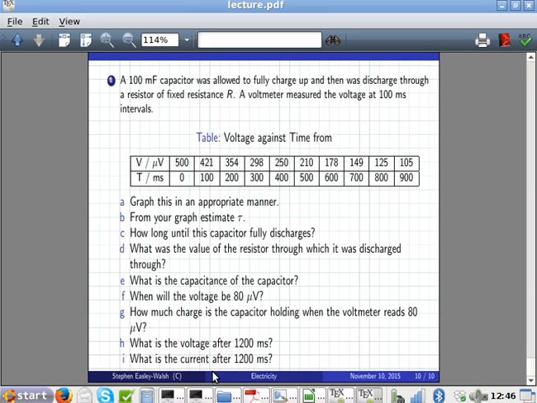I'll upload this question here. Does anybody want to take a picture of this, or will I just upload it on Moodle? You can get it later. It's ugly looking.